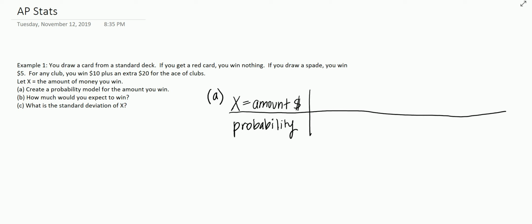So the amount of money you can win. According to this information, the lowest amount of money you could win is $0, and that's if you draw a red card. If you draw a spade, that is going to be $5, so you could win $5. If you draw just a regular club, that's going to be $10. And if you draw the ace of clubs, you get $10 plus 20 more because you drew the ace, so that's $30. And those are all your possible amounts.